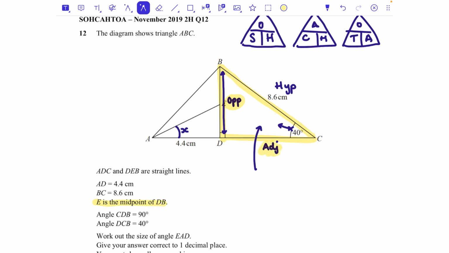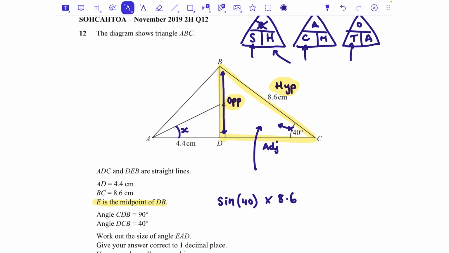The adjacent, I don't really know it and I don't care what it is. It's not going to help me on this question. We've got the hypotenuse, we want the opposite. So O and H is what we're going to use here. And that's going to be SO. So O and H, we're using the SO triangle. If you want the opposite, cover that up and do the sum that's left behind. And that's going to be sine 40 multiplied by 8.6.